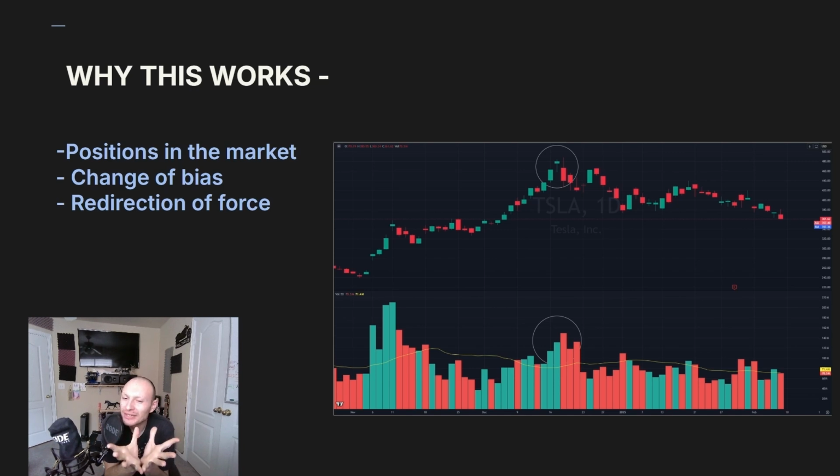You need interest. You need positions for the markets to move. Now, we can get more advanced and talk about how positions need to be taken out first and this and that. We're not talking about that. We're just talking about why this works, because there are positions in the market, okay? Ultimately, capitulation is a change in bias, okay?